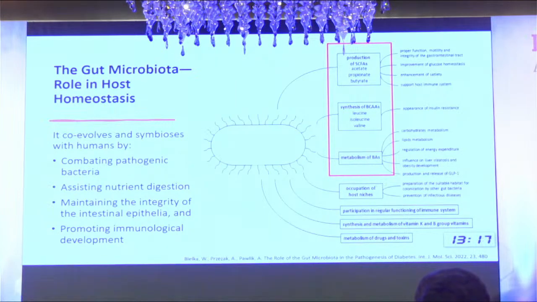And also they have other properties. They co-evolve in symbiosis with humans and combat pathogenic microbiota. They assist in nutrient digestion as well as maintaining the integrity of the intestinal epithelia and promoting immunological development, because diabetes is said to be a disease where there is a slow and ongoing immunological inflammation.